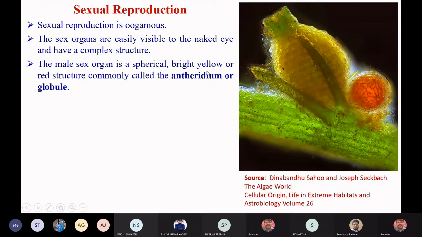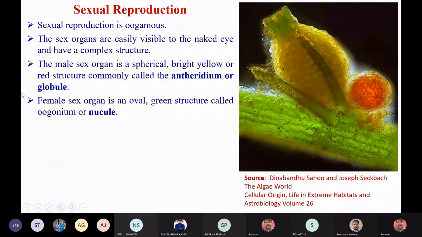The male sex organ is a spherical, bright yellow or red structure, commonly called antheridium or globule. ये जो structure है, it's either a red structure or a bright yellow structure. Whereas the female sex organ is an oval, green or yellowish green structure, which is known as nucule. This structure is known as globule. This structure is known as nucule.